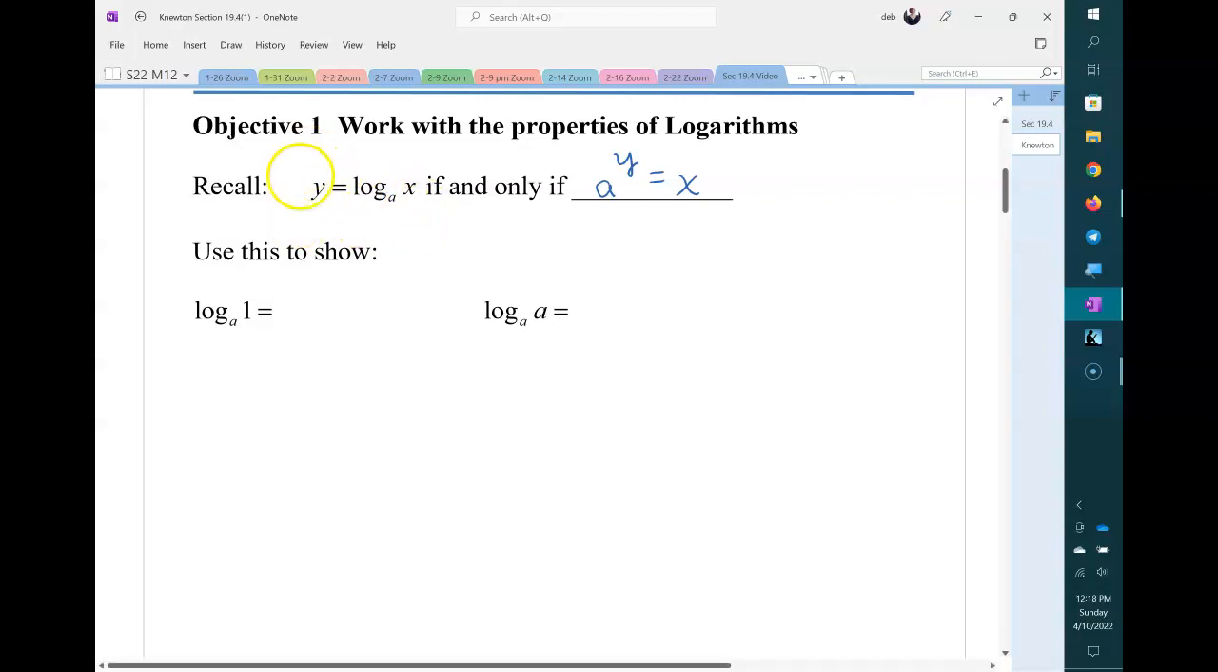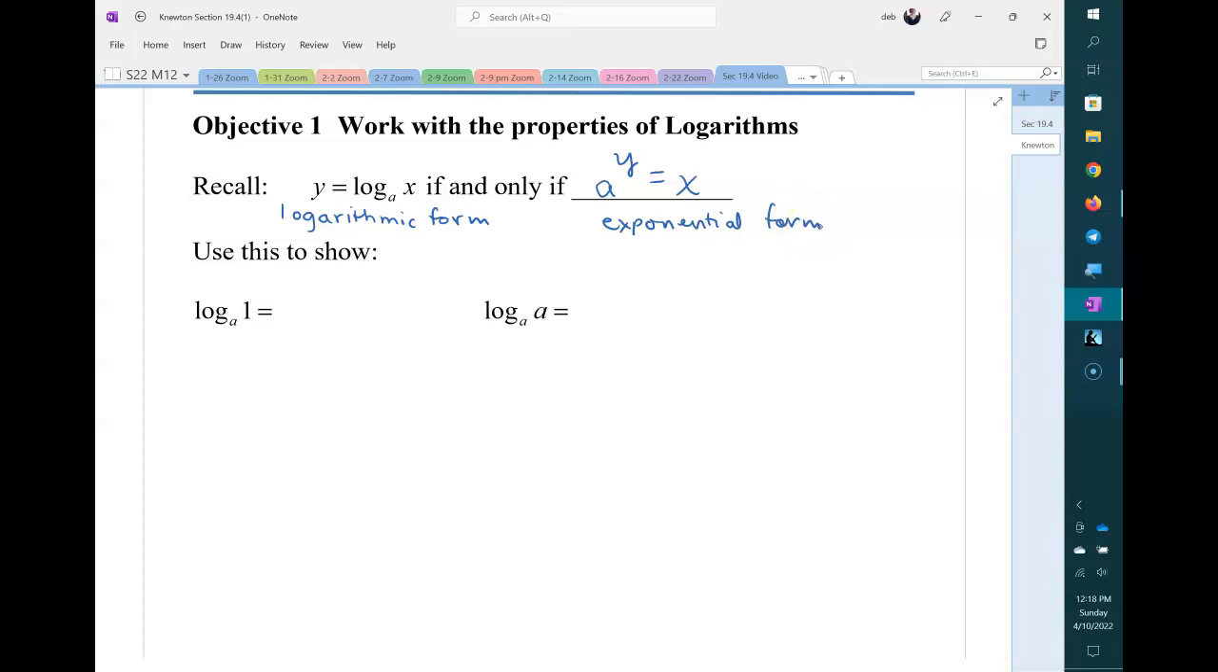So on the left, we call this logarithmic form. And on the right, exponential form. So most of us think better in exponential form, and so you can always rewrite a logarithmic equation as an exponential equation. Sometimes that will help you see how to solve it.